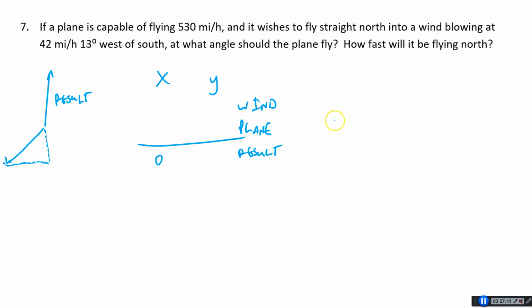We know that it's at 13 degrees west of south. So this is 13. I don't like that because it's not cozied up to the x-axis, so I'm going to subtract from 90. This is going to be 77. Now I can break it up into its components. The x is going to be 42 cosine 77, and the y is going to be 42 sine of 77.